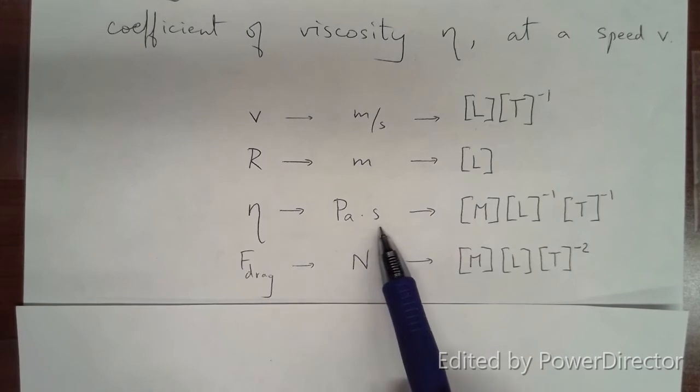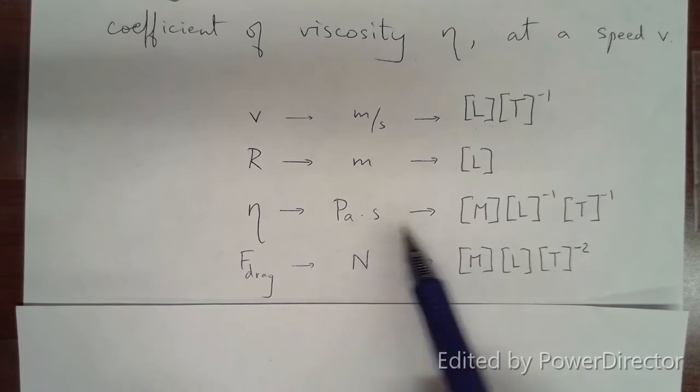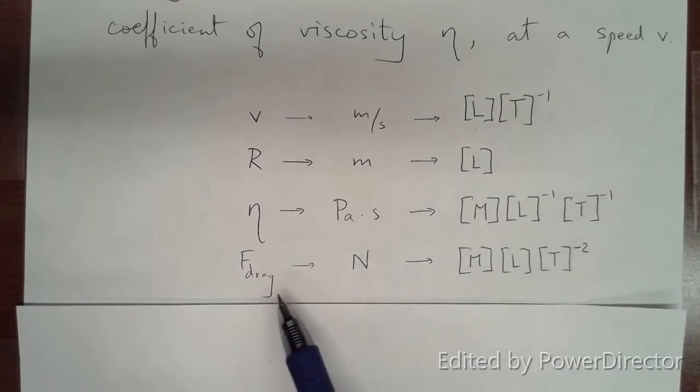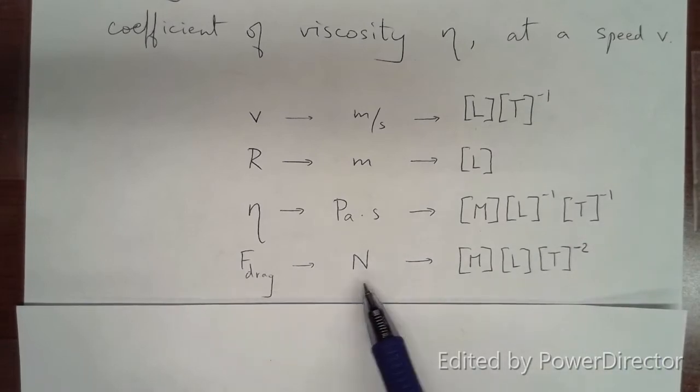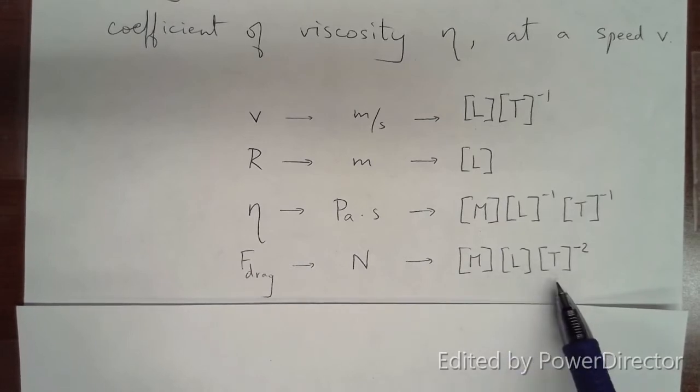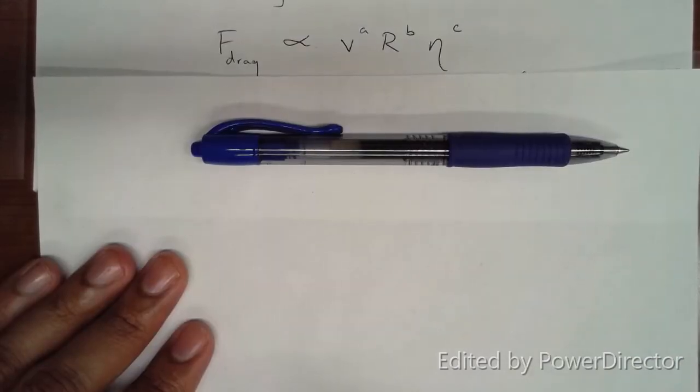Viscosity was Pascal seconds with the units. If we convert that into dimensions, it's mass per length per time. And for drag force, which is a force, so it's measured in newtons, we have mass times length times t to the -2. So we set up a general guess.